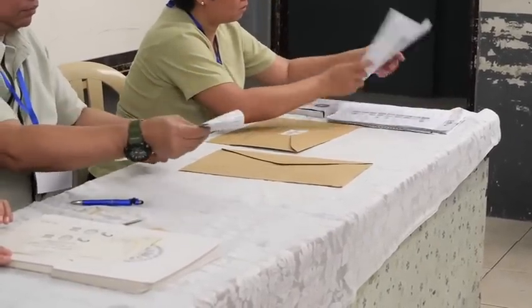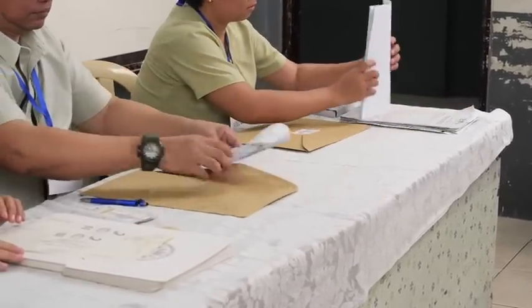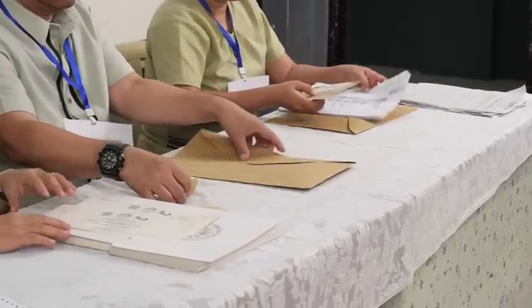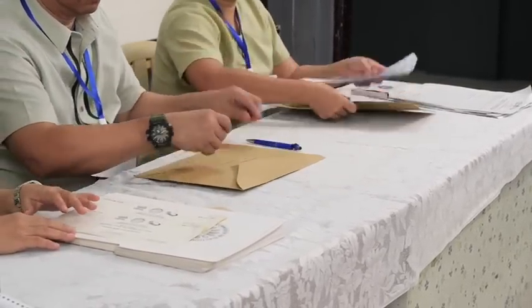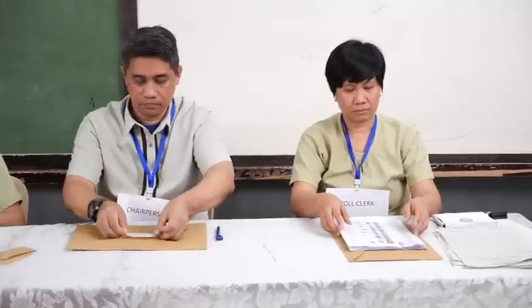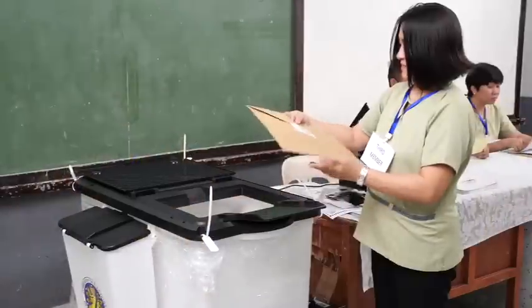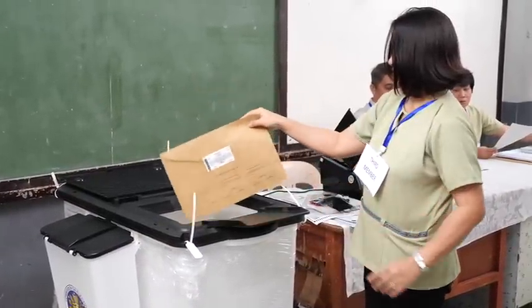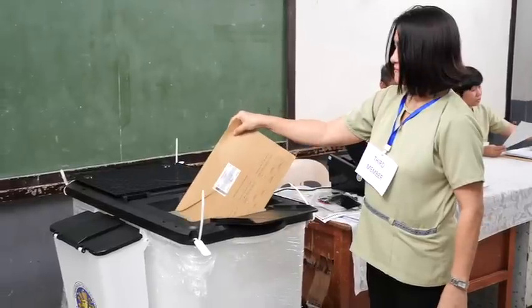Put the other half in another envelope for rejected ballots, half of torn unused official ballots, and other half of torn unused official ballots. Then, put it inside the ballot box. These actions shall be recorded in the minutes.